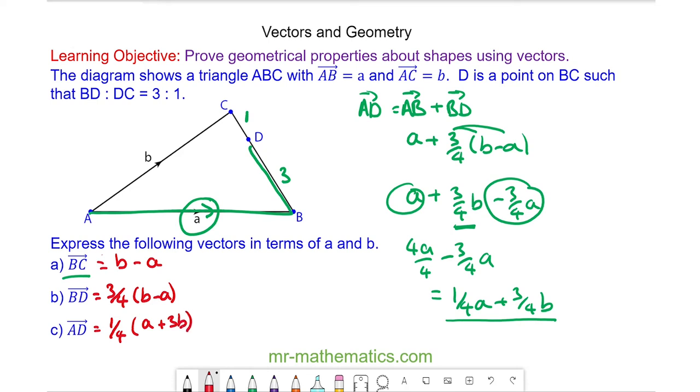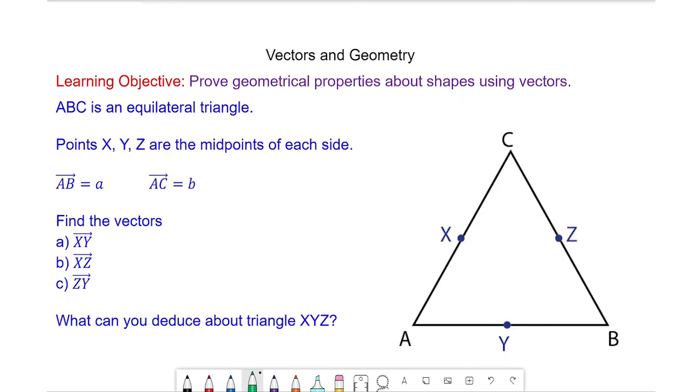Okay, let's try one more question. So in this question, we're going to work out these three vectors to deduce a special property about triangle XYZ. You want to begin by trying to work out the three vectors. You can pause the video and resume it when you're ready.